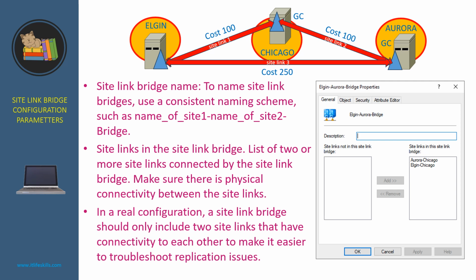For example, to connect Elgin site and Aurora site, we can configure a site bridge that bridges site link 1 and site link 2 together. So we name it Elgin-Aurora-Bridge, and the site links in this site bridge are site link 1, which is Elgin-Chicago, and site link 2, which is Aurora-Chicago. To make the site bridge function, we need to make sure there is physical connectivity from Elgin site to Aurora site via Chicago site.